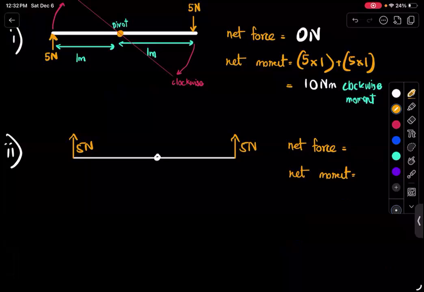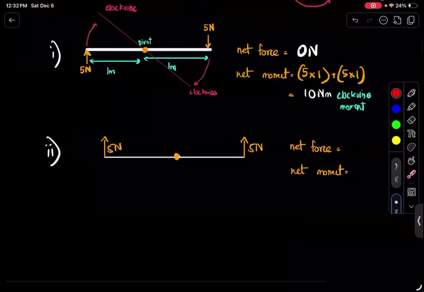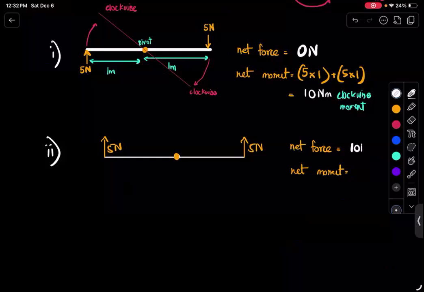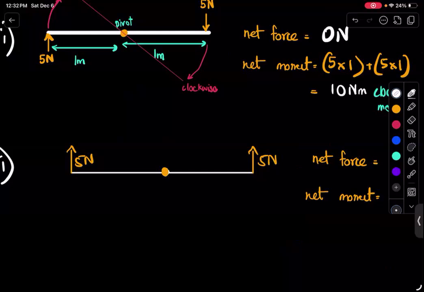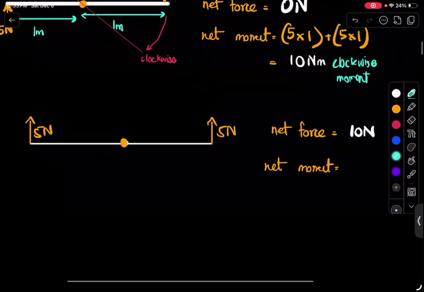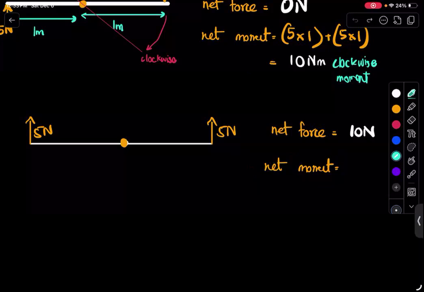Now, in this example, it's the same thing, but over here, you actually do have a net force because both of the forces are pointing upwards. So this is 10 Newton. But what about the net moment? Now, think about it. If you try to balance your pencil on your finger and you apply the same force in both directions, you see that it's not going to turn, but in fact it is going to go up. So that means it's actually the net force that is acting and not the net moment, right?